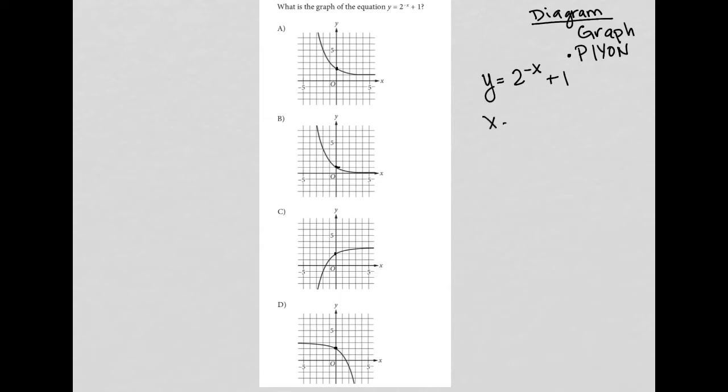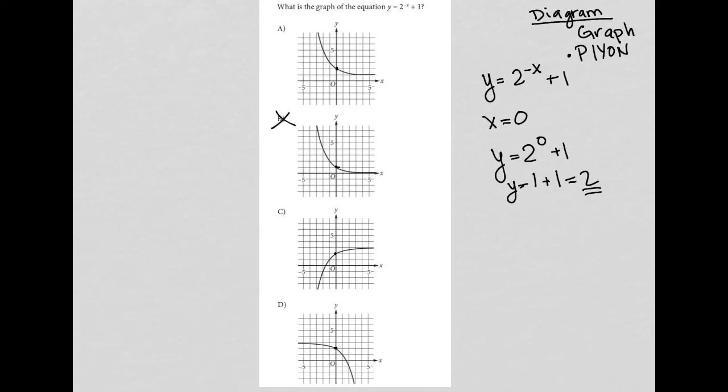So if I said x equals 0, which is how we find the y-intercept, that means my equation would become y equals 2 to the 0, because there's no such thing as negative 0, plus 1. 2 to the 0 is 1, because any number to the 0 power is equal to 1. And 1 plus 1, of course, is 2. So yes, I do expect my y-intercept to be at 2. So B is crossed out.